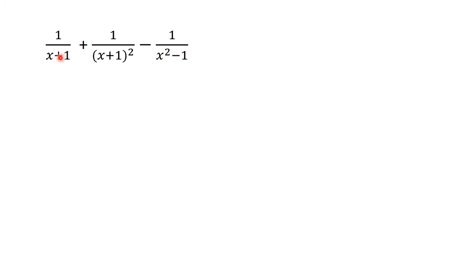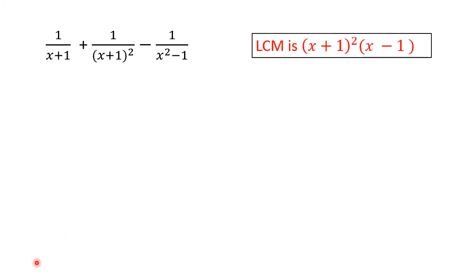To find the LCM, we should factorize. After factorizing, from each of the different factors, we should take the highest power of each factor. So with the knowledge of LCM, the LCM of the given three denominators is x plus 1 squared into x minus 1. So here our task is equalizing each and every fractional part's denominator to the LCM.